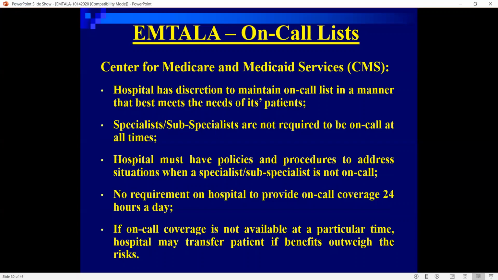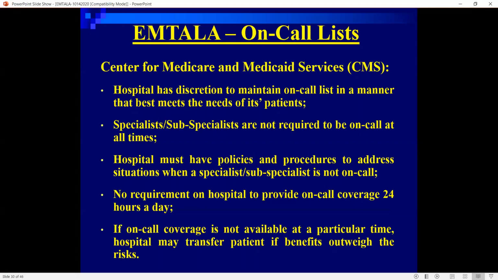And CMS has recognized these issues. Specialists, subspecialists are not required to be on call at all times. An example of this would be an ER physician knows of, let's say, a neurosurgeon in the area and feels that their patient is really in need of a neurosurgeon as opposed to the on-call general surgeon who may be the only person available. And just because of their prior relationship or understanding, calls that neurosurgeon, if they're not on call that particular evening, is under no requirement to come to the hospital and provide coverage.